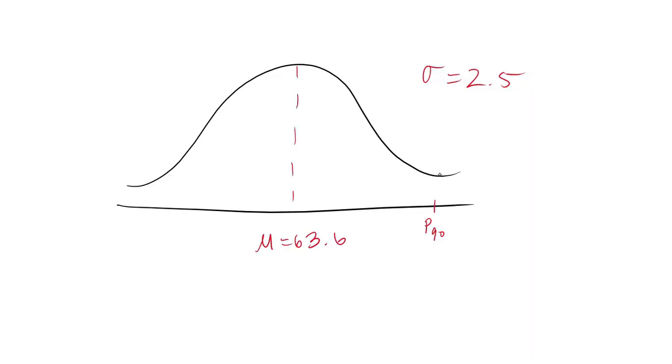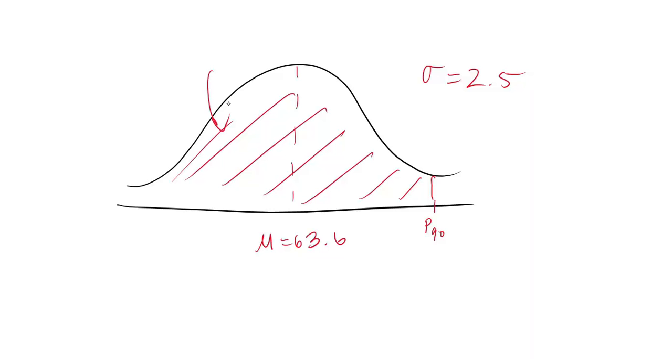What do we know about this percentile? Well, we know the area to the left of it must be 0.9. That's what's going to make it the 90th percentile. The area shaded to the left is 0.9 units, whatever the units are. And the question is, what is P sub 90? What is that 90th percentile?